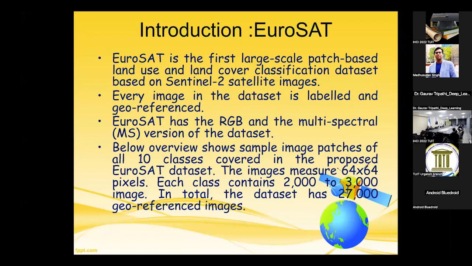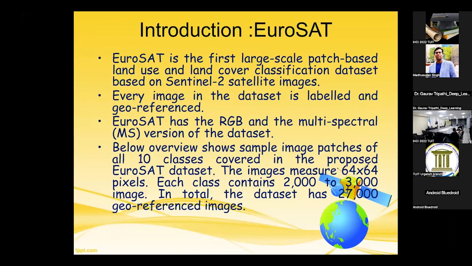So EuroSAT is the first large-scale patch-based land use and land cover classification dataset based on Sentinel-2 satellite images. Every image in the dataset is labeled and georeferenced. EuroSAT has the RGB and multispectral versions of the dataset. Here is an overview of the sample images of 10 classes. The image size is 64 by 64 pixels. Each class contains 2,000 to 3,000 images.